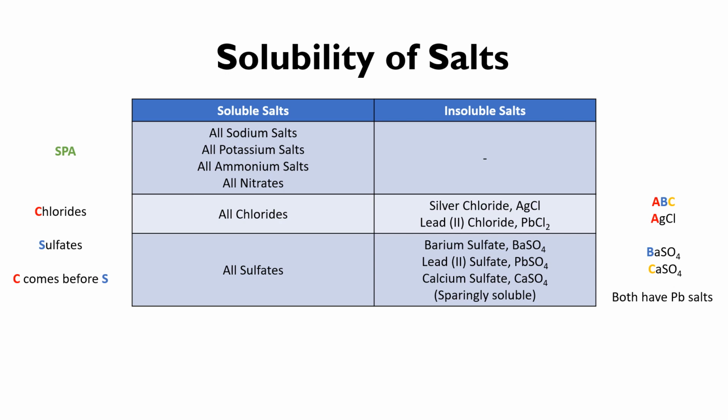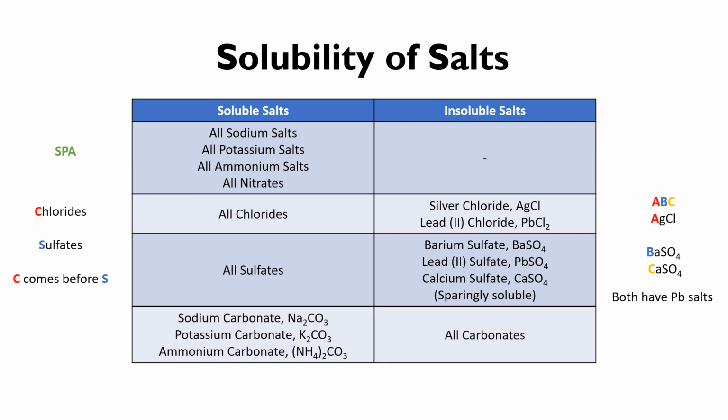In both chloride and sulfate, insoluble salts will have lead-2 salts. Lastly, we have our carbonates. All carbonates are insoluble salt, with the exception of sodium, potassium, ammonium, which are our spa salts. So this is one simple method to remember your solubility table.